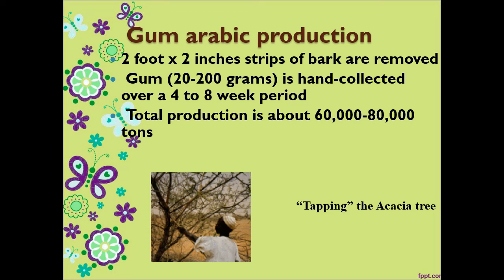So they have to wound the trees so that they can harvest the sticky material. You see, for 2 foot times 2 inches strips of bark removed, only about 20 to 200 grams is hand collected in the period of 4 to 8 weeks. So that is where the high cost comes from. And the total production is only about 60,000 to 80,000 ton to supply to the rest of the world.